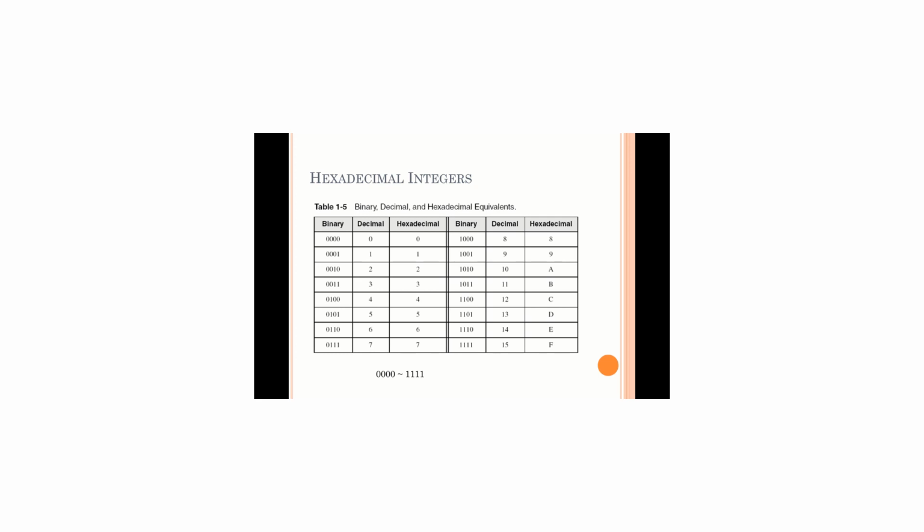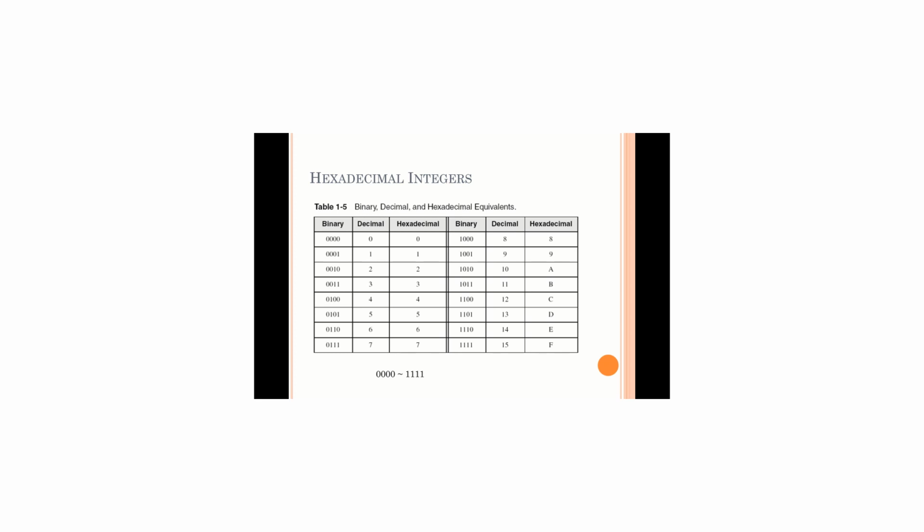Let's talk about hexadecimal integers. Hexadecimal is a number system that is based on 16. Now, why 16? Why not 9? Why not 8, right? Those are all valid number bases. However, base 16 numbers are special because each hexadecimal digit can be represented by 4 bits of binary.